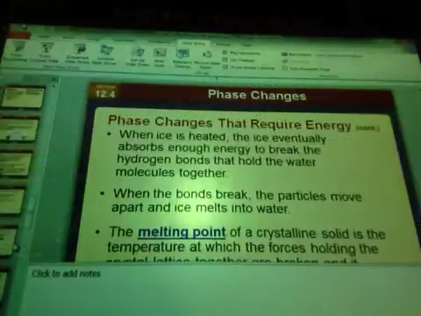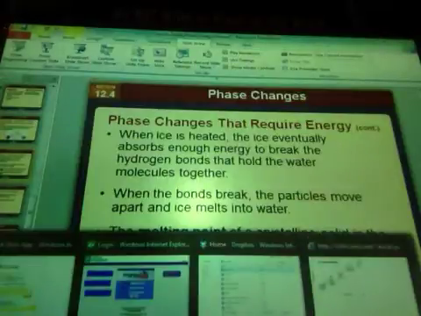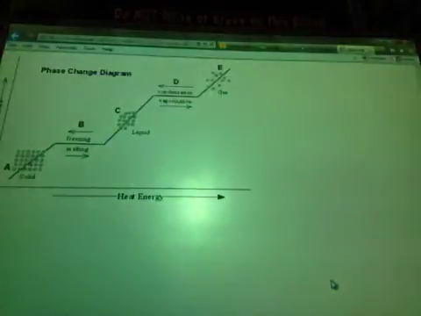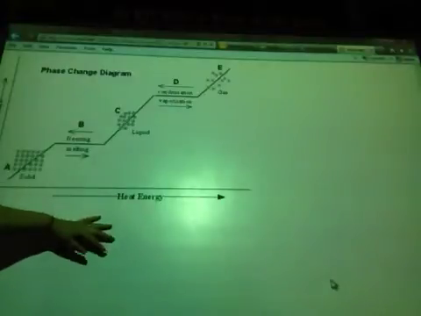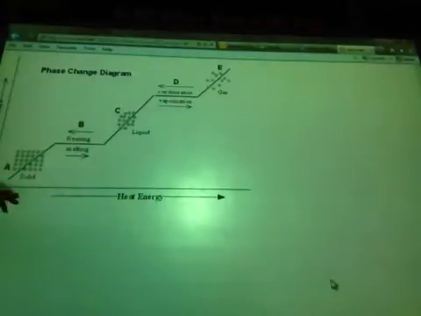Now, I passed out to you, I don't know that this is the exact same one, but it may be very similar. So I passed out to you a phase change diagram, and we can see here that we're plotting temperature versus energy or heat. So as I add energy, I want to focus just on letter A right now, that's the solid. If I add energy to a system, so to a solid, I can see what's happening to the temperature.